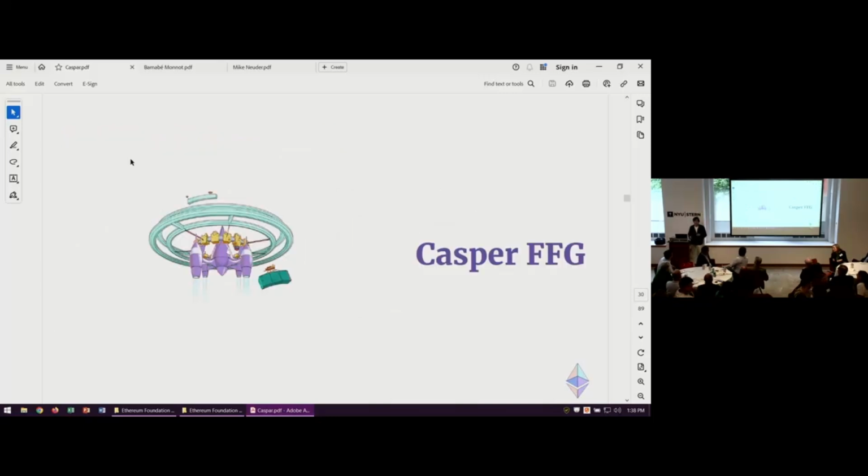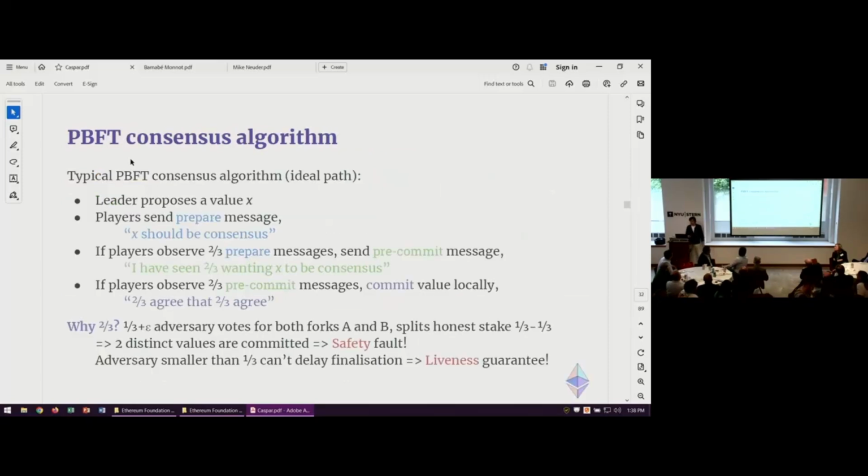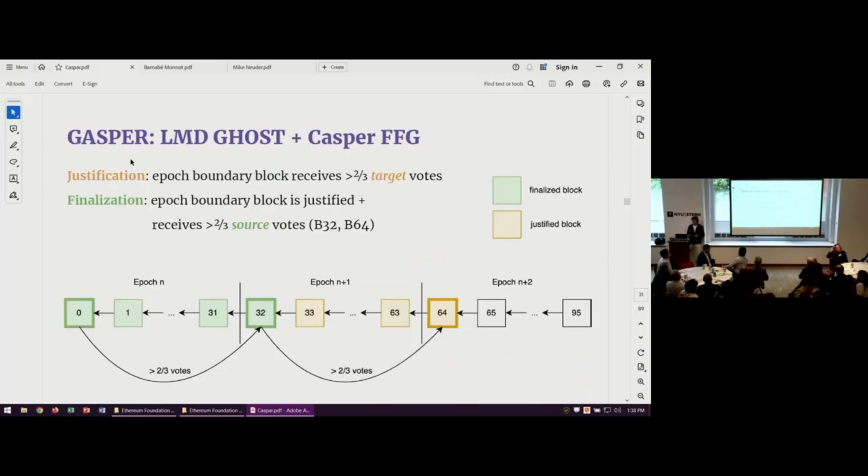Given the 2 minutes, I'm going to race a bit. Finalization. So remember what we talked about with this PBFT protocol, where we have these 2 rounds. And in Ethereum, we call this justification and finalization. First, every block that wants to be finalized needs to be justified. The justification period is basically 2/3: a block is considered justified if 2/3 say, I've seen this block and I want this to be canonical.